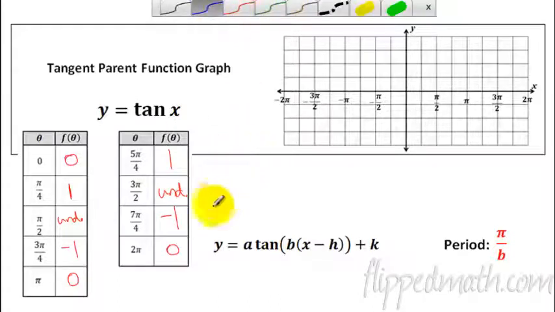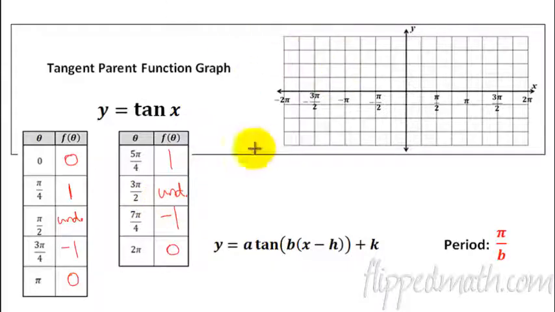Sine over cosine, if you remember that. So when we have undefined, that's because there's a vertical asymptote. So let's start off with that. We have pi over 2 is undefined, so right here let's put a dashed line, and then again at 3 pi over 2. So how often is our tangent graph repeating? Whenever we have a vertical asymptote, it is repeating itself. So it has it at pi over 2, 3 pi over 2.